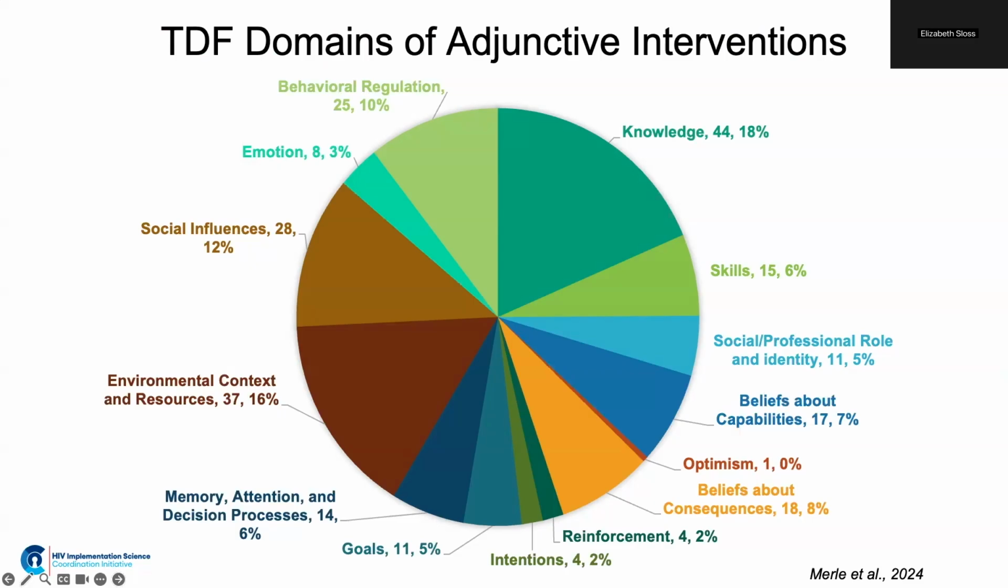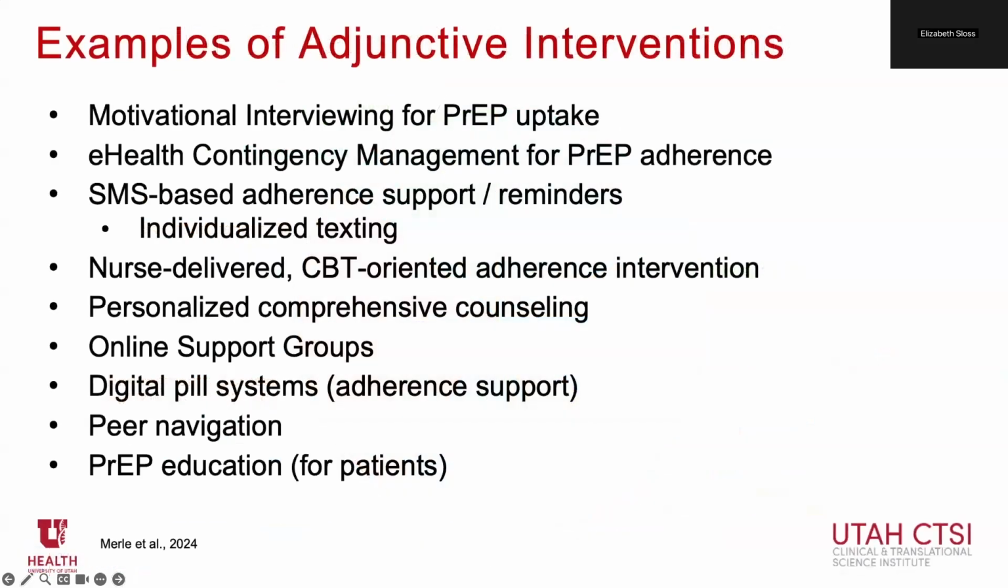Understanding, if I don't do this, this is probably my outcome, and that helps people make that behavioral decision. So some examples of adjunctive interventions were motivational interviewing for PrEP uptake and adherence, e-health contingency management, text-based reminders, having nurses deliver an adherence intervention, online support groups, digital pill systems, peer navigation, and PrEP education. So a lot of things we've already talked about.